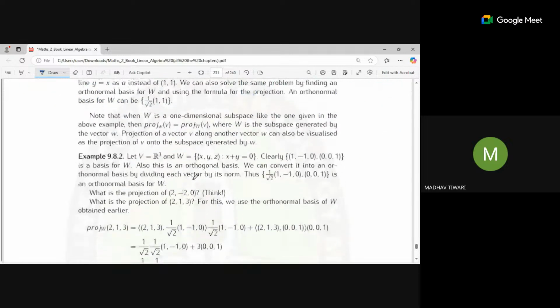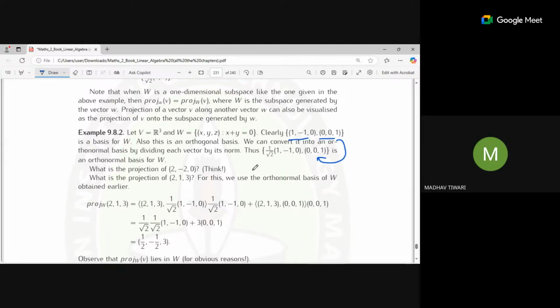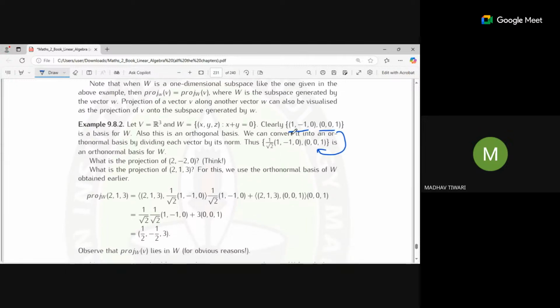In this case, we have two vectors inside our basis. Firstly, we see that these are orthogonal, so we converted this basis to orthonormal. Even if we didn't do this, we can still get the same answer, but it is the standard way if you want to convert it. So now it is orthonormal because both vectors are orthogonal to one another with respect to the dot product, and their norm is 1 as well.